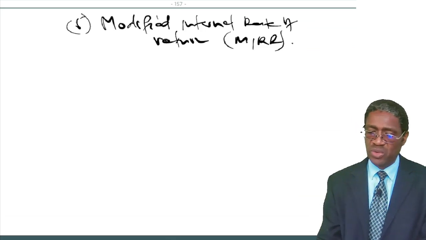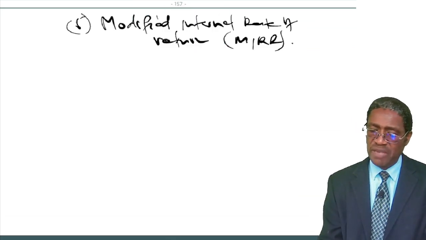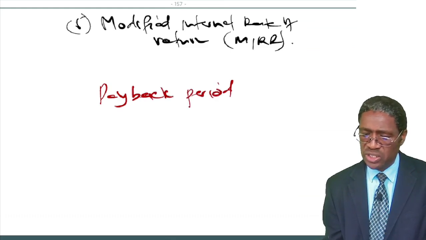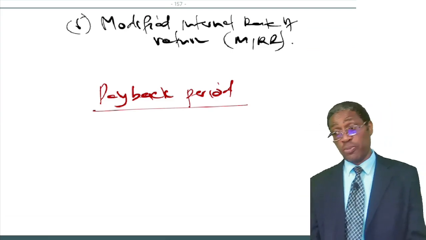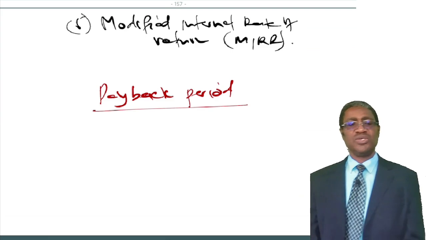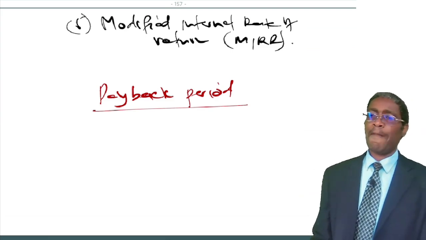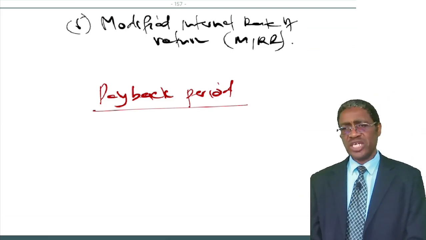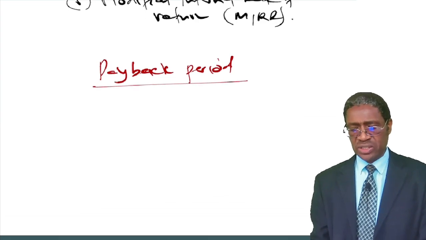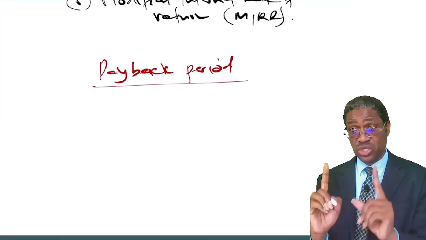The first one we have said is called the payback period. So let me discuss this first method, payback period. How do we use it to evaluate the two projects, or whichever projects you have? Now, let me introduce it by using an illustration first.